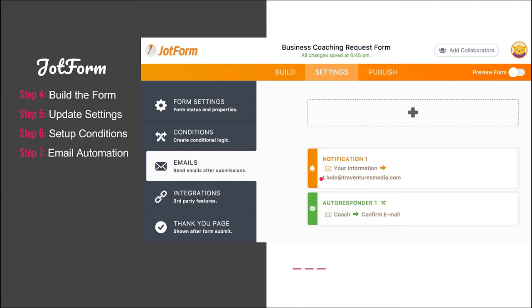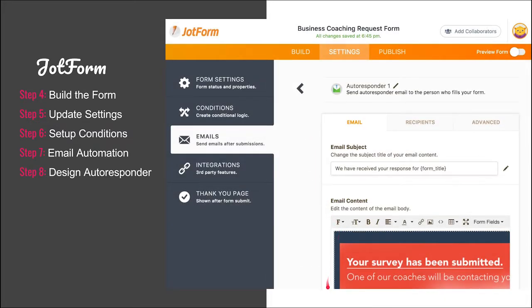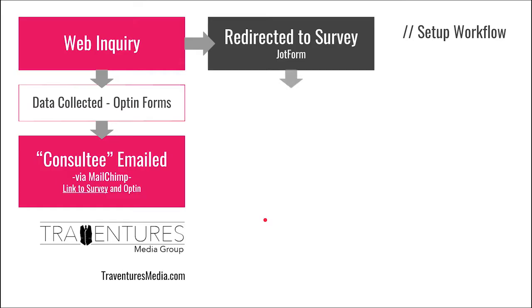So I have it sent to me at t.lodo at traventuresmedia.com, and then they also get an autoresponder with their results as well. And so here's where you actually create your autoresponder. I have it set up similar to the email through MailChimp for the first autoresponder, as well as my landing pages, making sure that all my content is uniform and branded. To publish and put in your WordPress page, you would simply select this publish, and you can put it in any format that you wish.